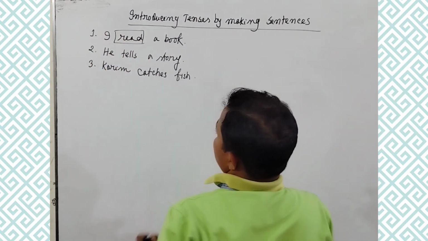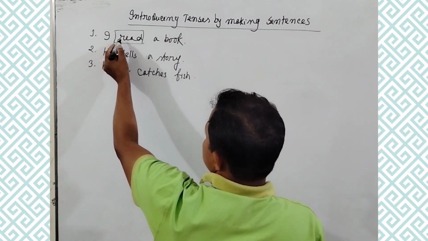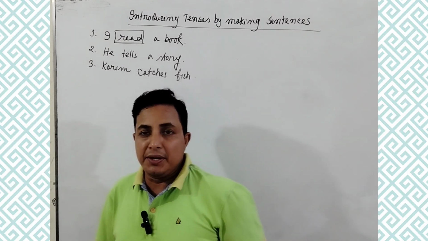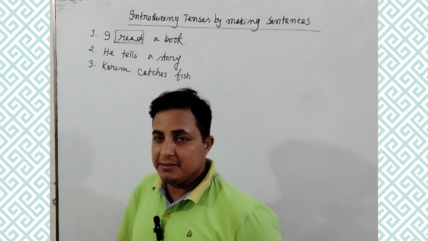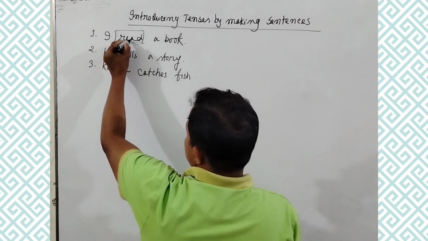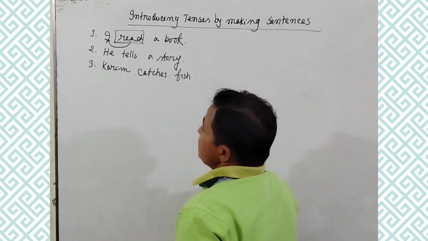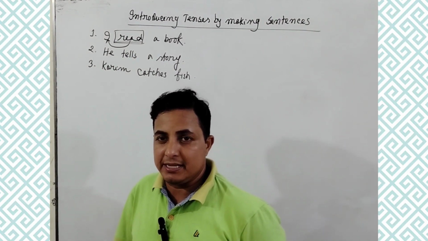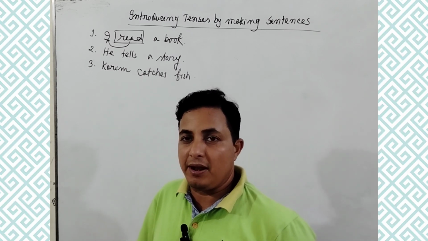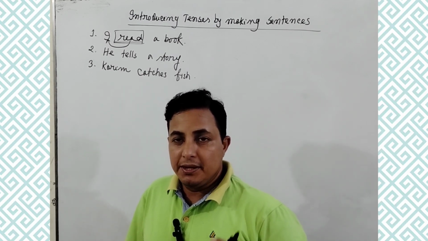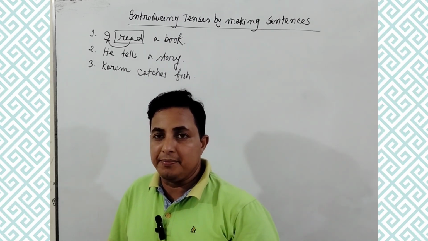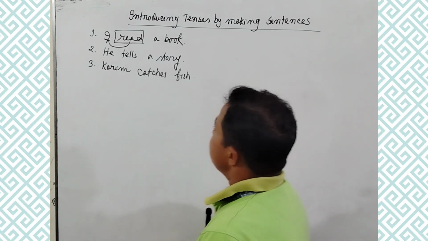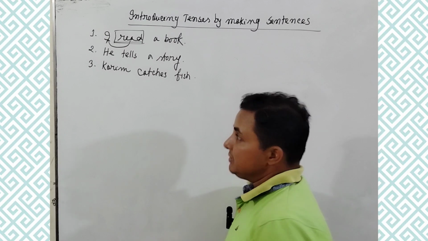Read is the base form of the verb, but no extra letter is included with this verb. Why? Because the subject of the verb read is I. I is first person. Mind it, first person and second person and third person plural number don't need to add any kind of extra letter, that means s or es. And it's also present indefinite tense.